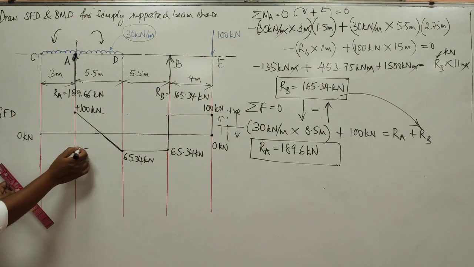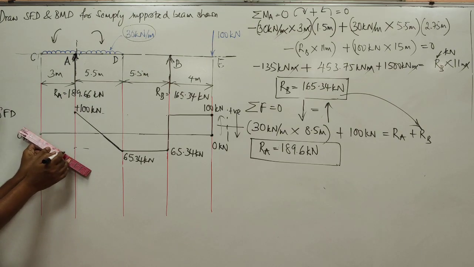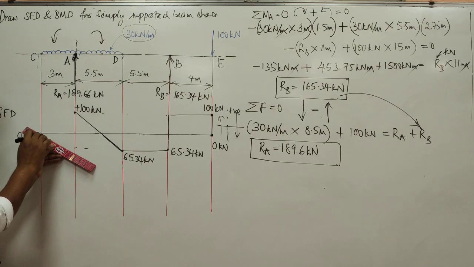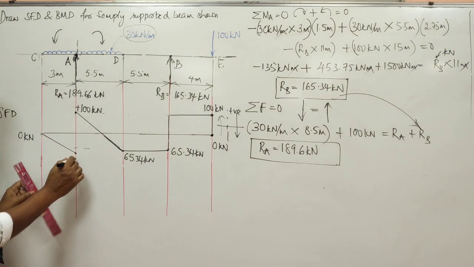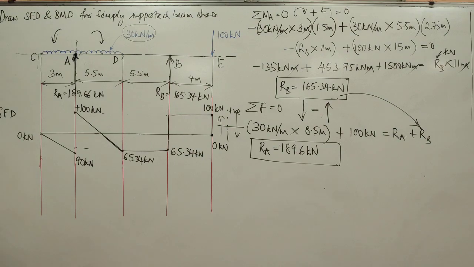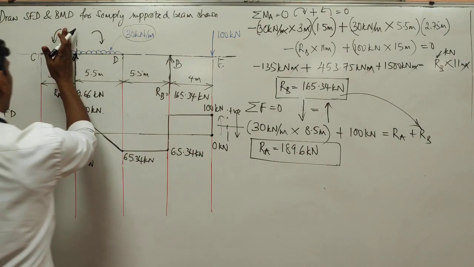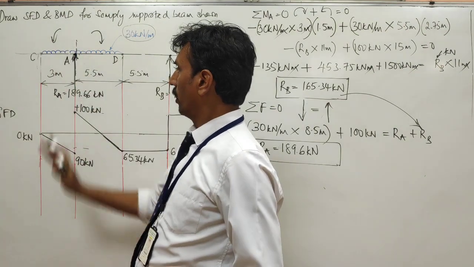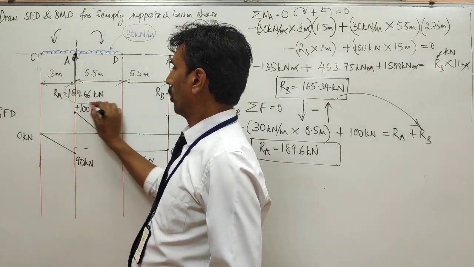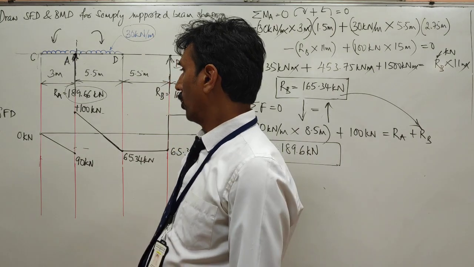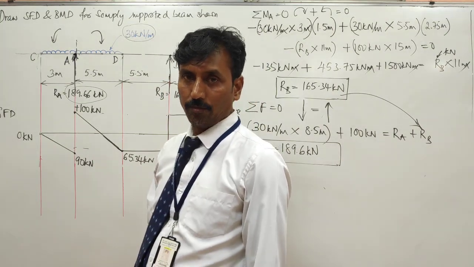So if this is 65, 90 has to be slightly more than that. So I will draw a line somewhere here like this. This is 90 kilonewton. Okay, now this is 90 kilonewton up to this point. Now if I jump across this point A, then there is 189.66, which is almost equal to 190.